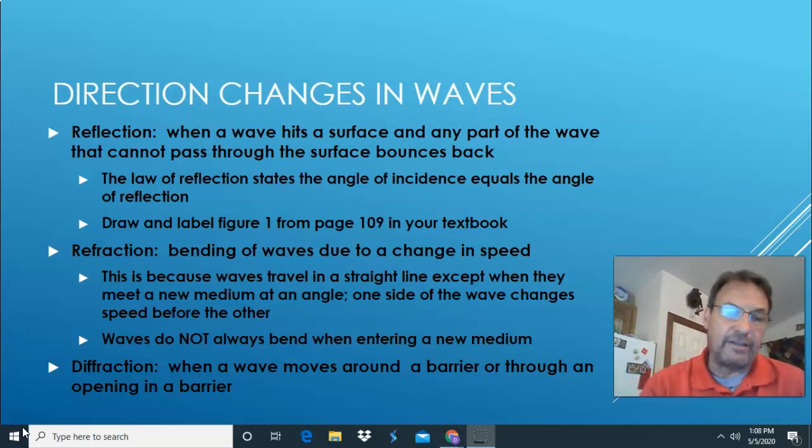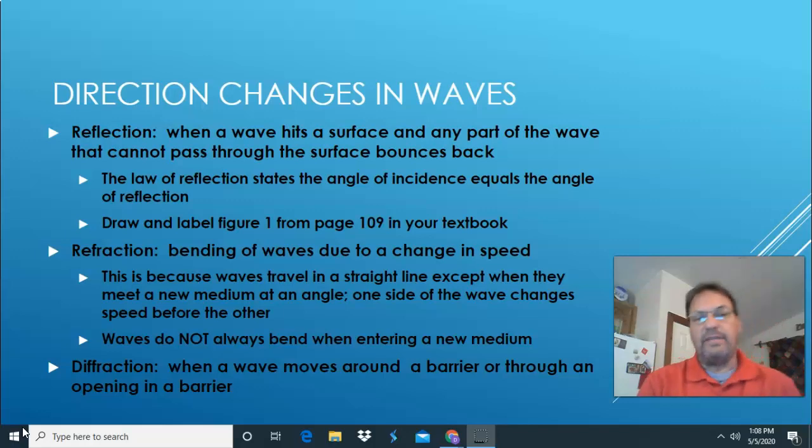And then we have refraction. Now, talking about refraction and the next vocabulary word, diffraction, they have some similarities, but they do have some contrasting areas, and so you need to really pay attention to these.